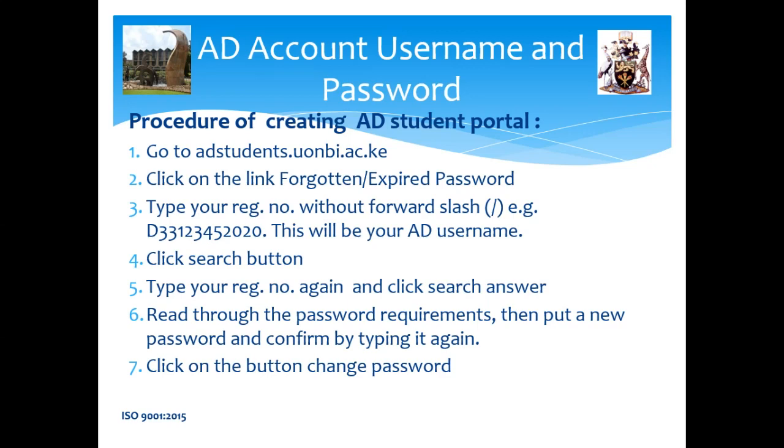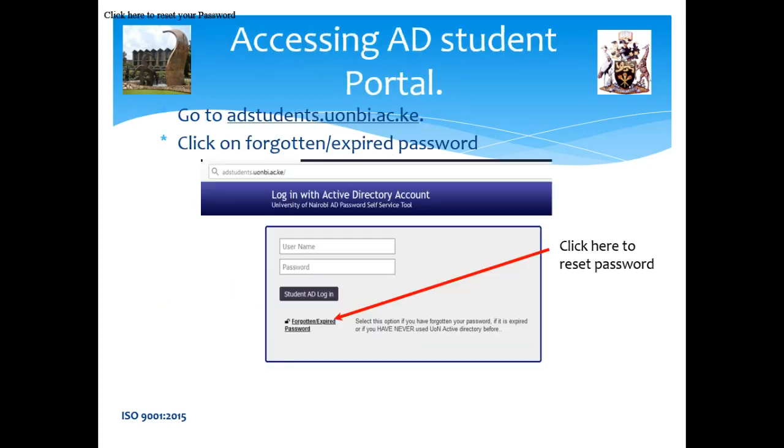So read through the password requirements. You are supposed to type a password with the minimum 8 characters. So the first character has to be in caps, and then the rest can be small letters, and you include also some numbers. So it can either be your name, 2020, something like that. And then you click on the button change password. And you just go to AD students, you should be able to see this screen. Just click on this forgotten password, and then you click here to reset your password.